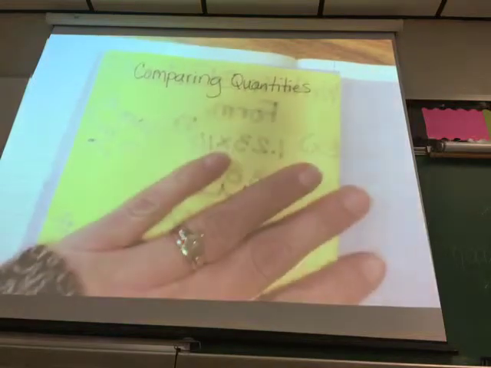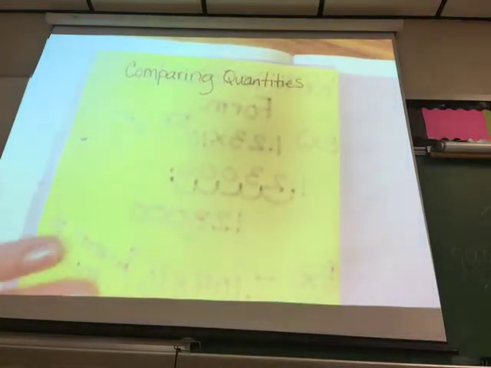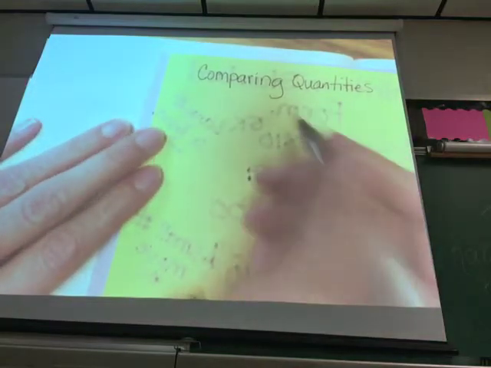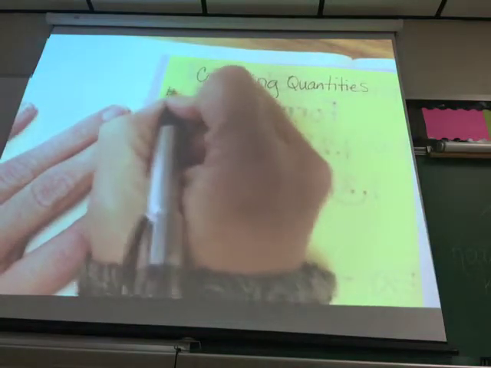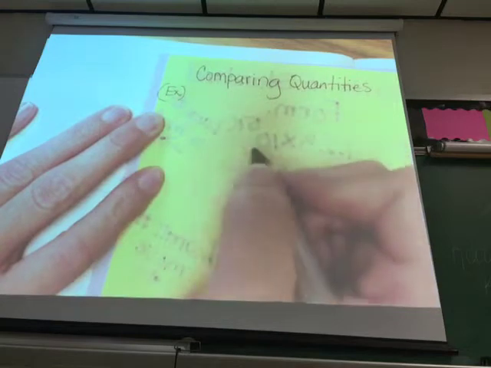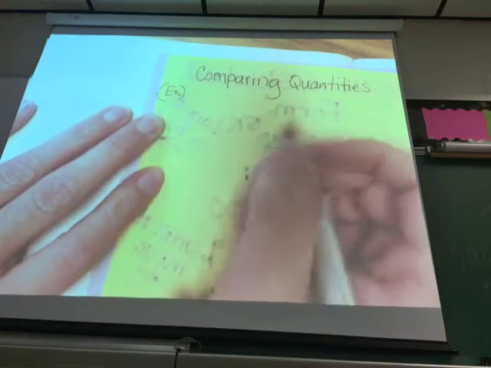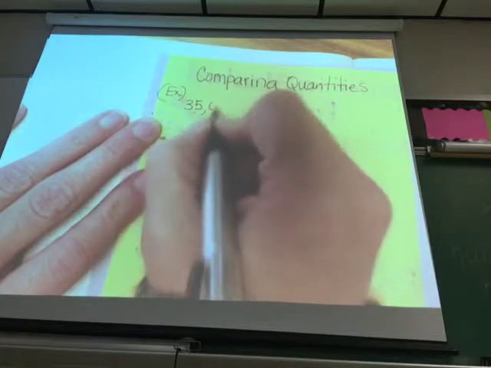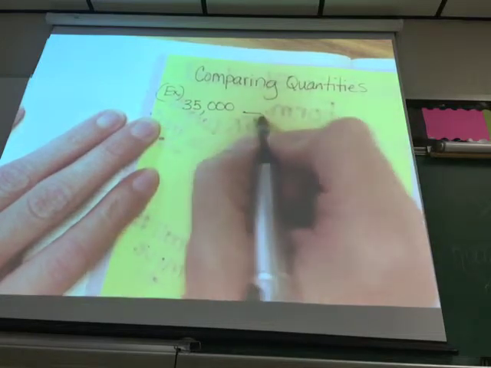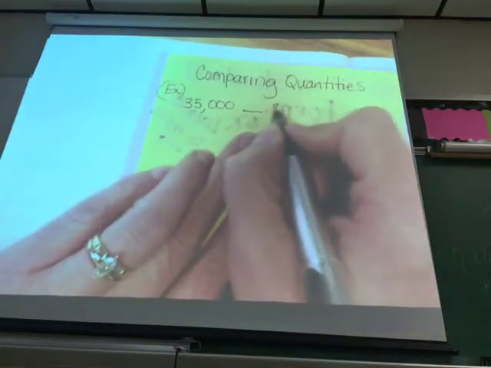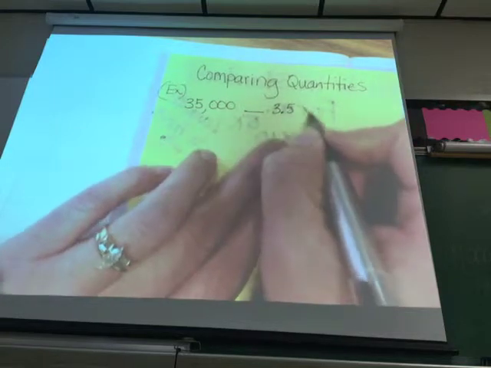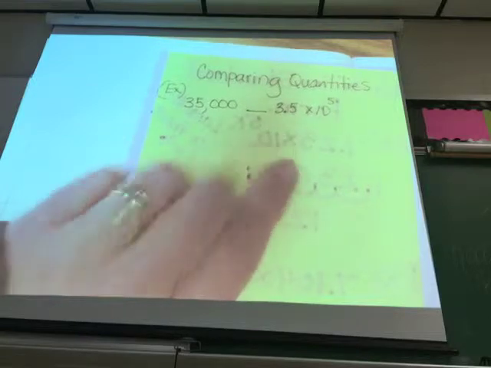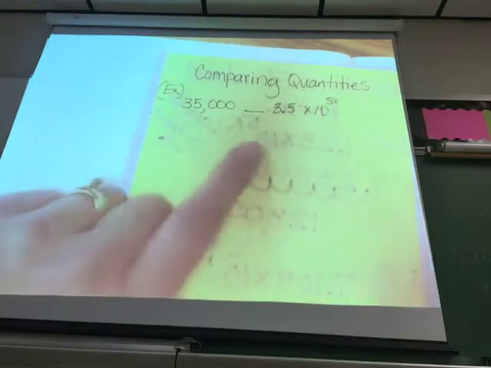So if we're comparing quantities, it's just like any other number, writing your greater than, less than, or equal to symbol in between. However, now that we have talked about scientific notation, some numbers may be written in scientific notation. So they will ask you sometimes to compare 35,000 to 3.5 times 10 to the 5th power. And without knowing what this is, we can't compare them.